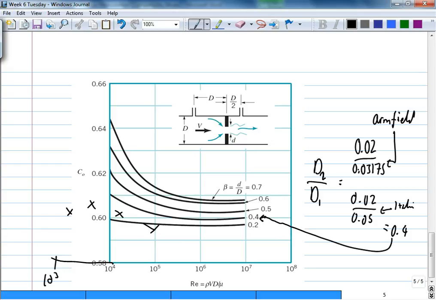This one is about what? What is 0.02 divided by 0.03175? 0.63. So this one around here, between 0.6 and 0.7, somewhere. If your data is in here, that's good. If it's not, then you can discuss why. Any questions?